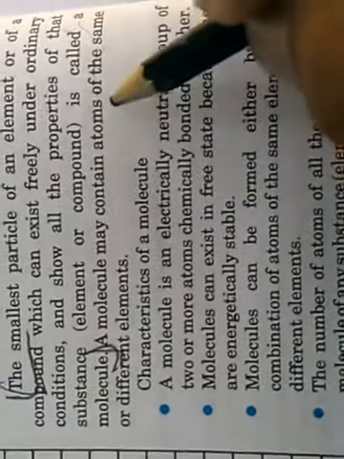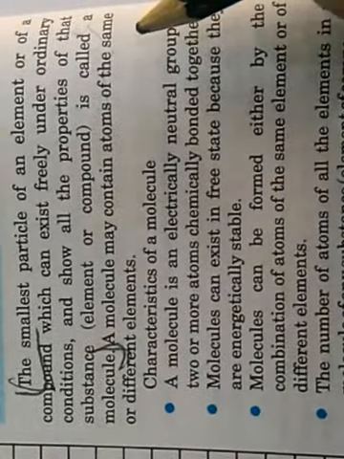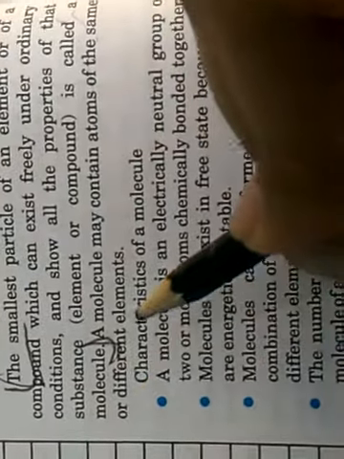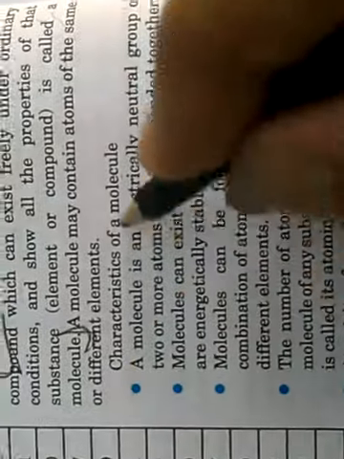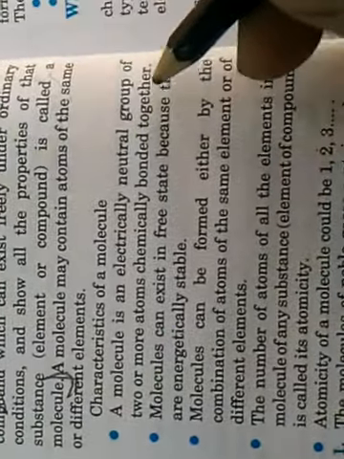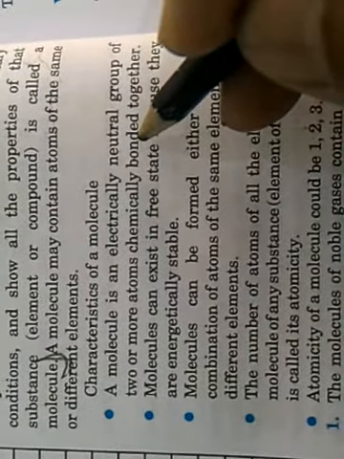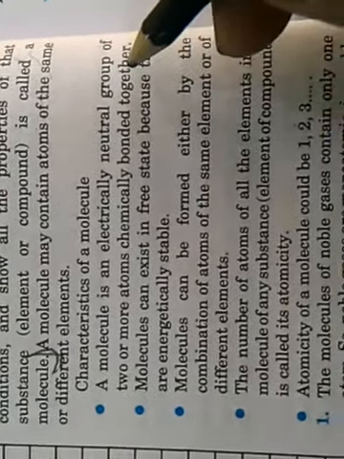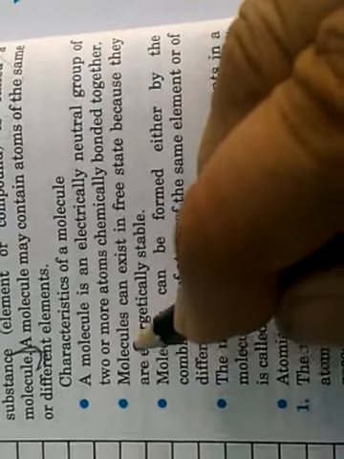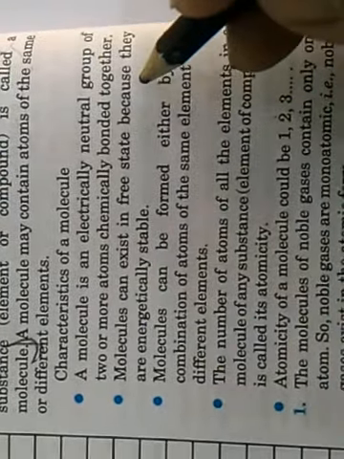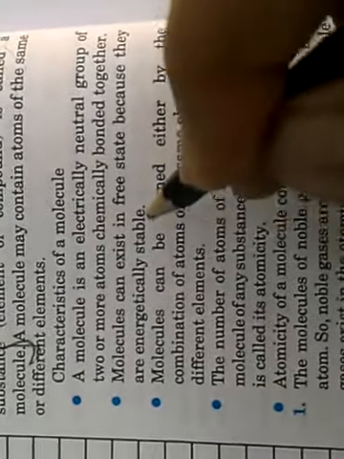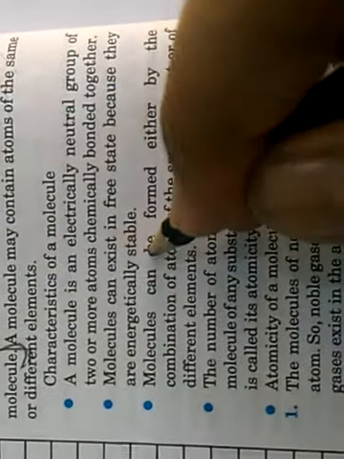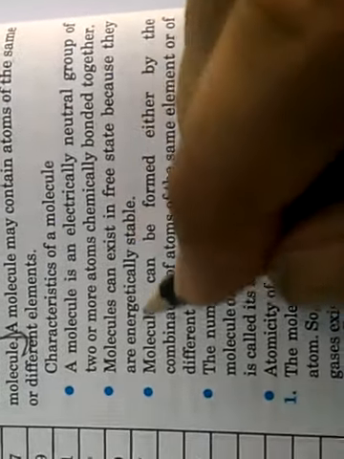A molecule may contain atoms of the same or different elements. Characteristics. What are the characteristics of a molecule? A molecule is an electrically neutral group of two or more atoms chemically bonded together. Molecules can exist in free state because they are energetically stable. Of these three you will study in higher classes.